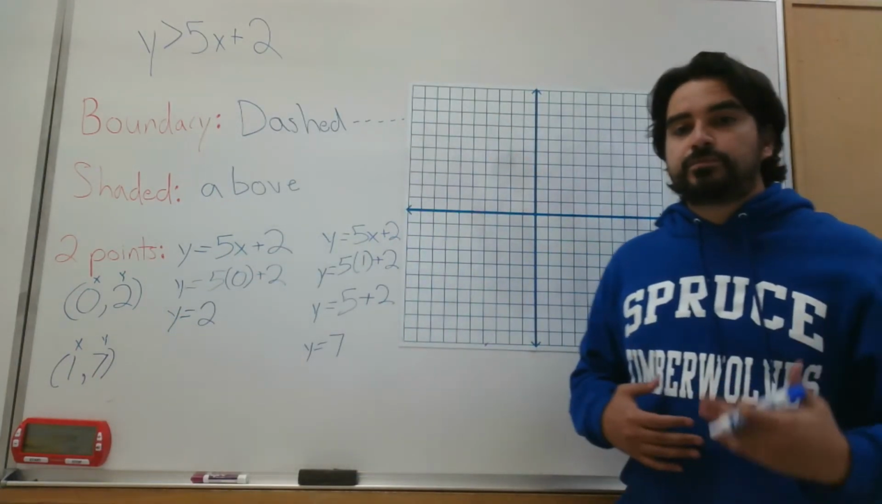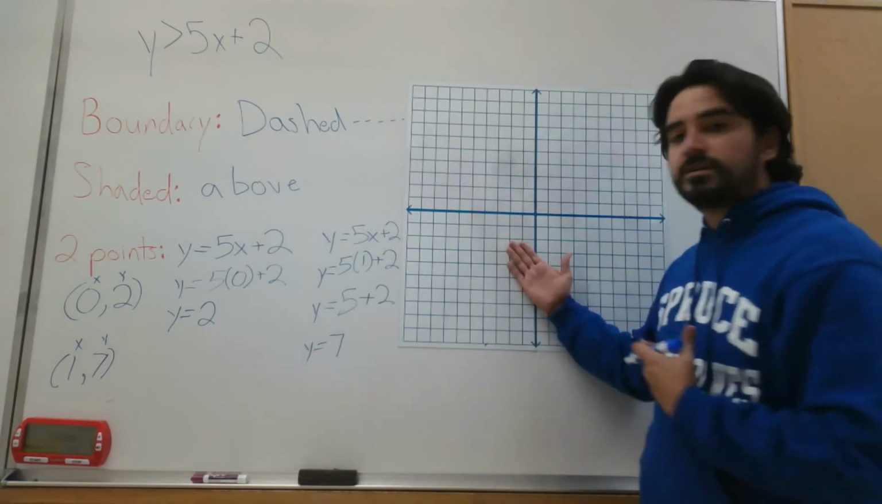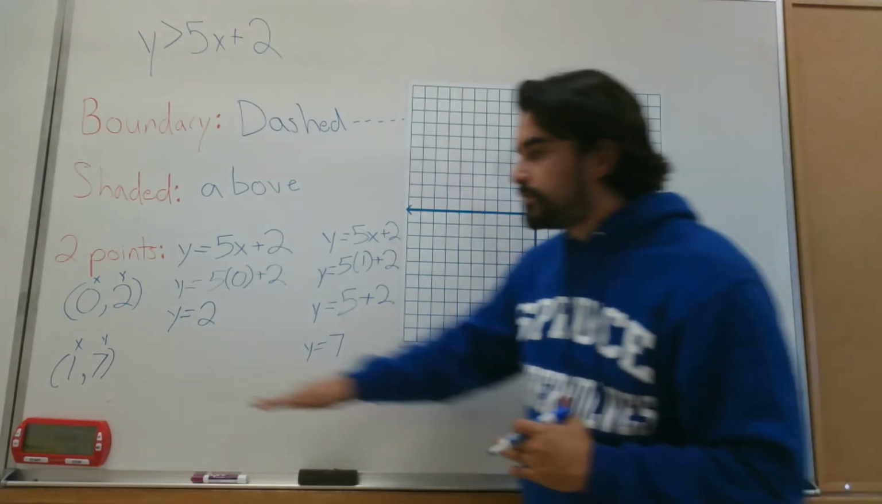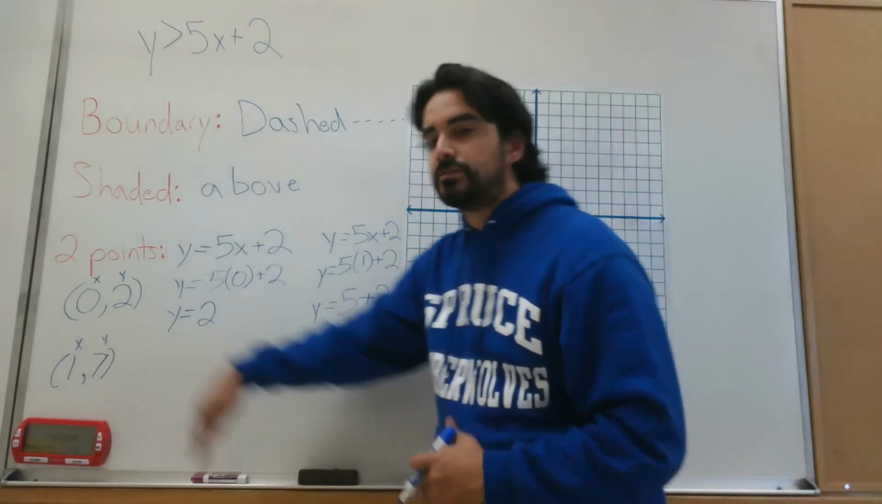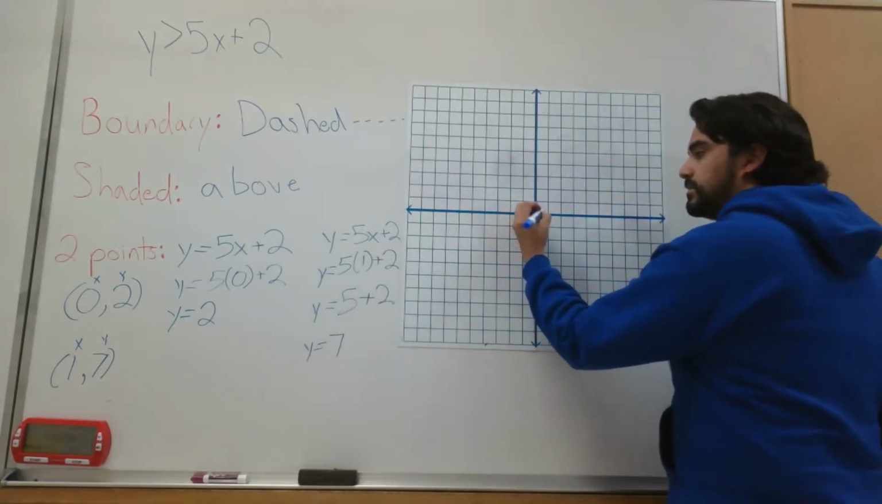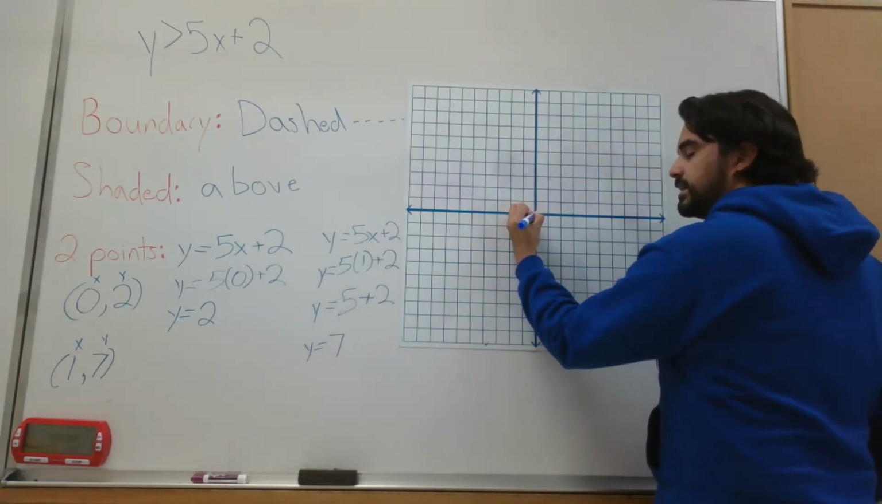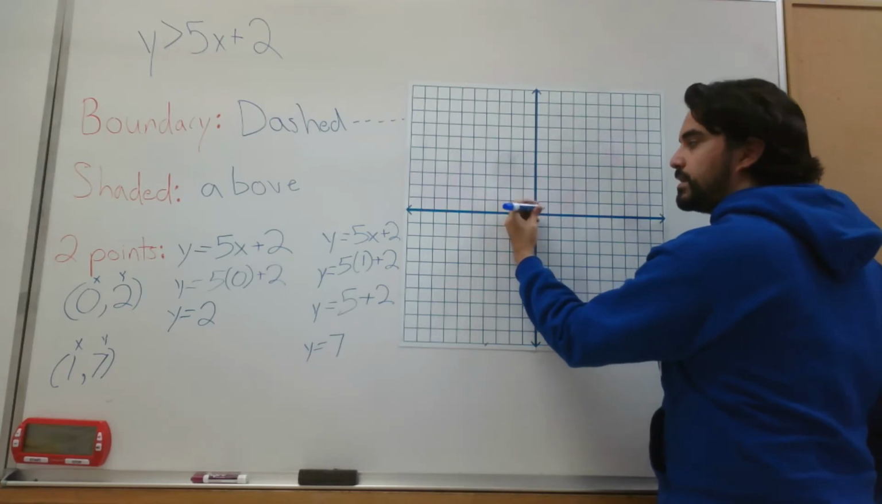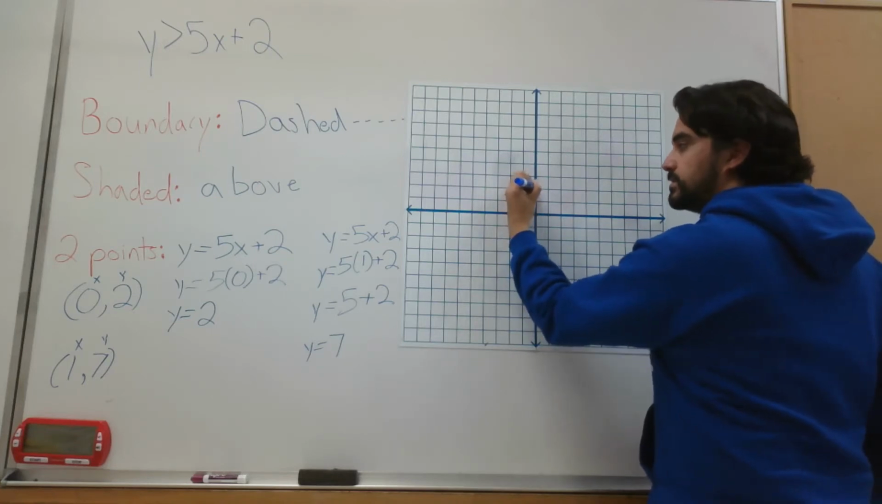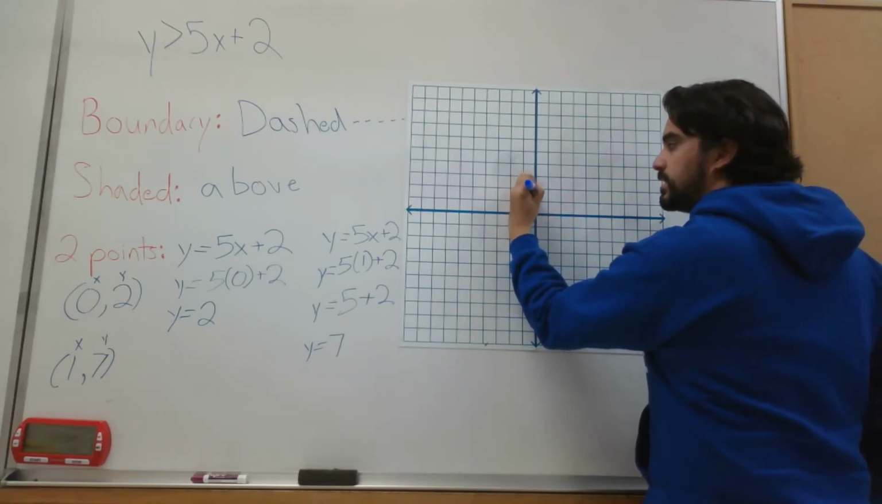Now that we have our 2 bullseye points, let's graph it. First point is going to be 0, comma 2. So my origin's right here. X value is 0, and my y value is 2. 1, 2. Right here.